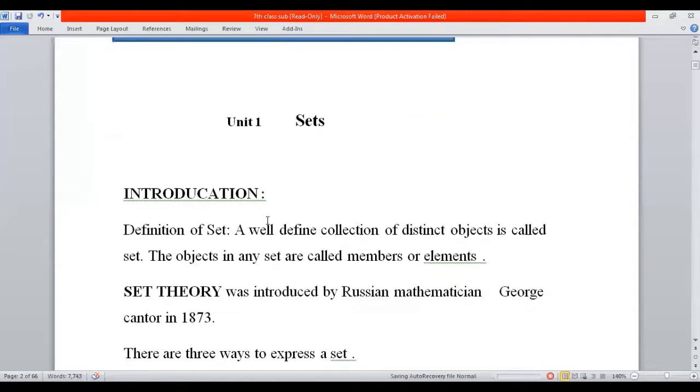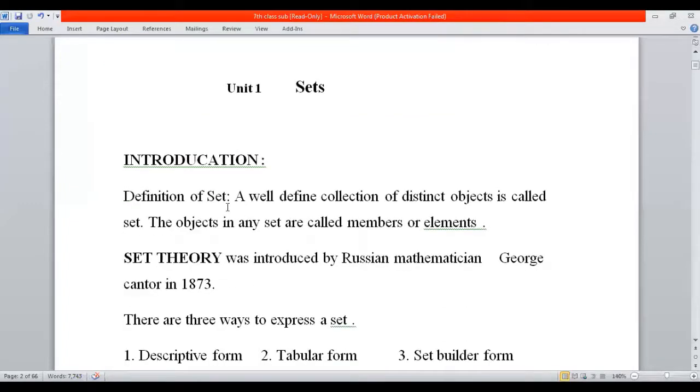According to mathematics, we can define set as a well-defined collection of distinct objects is called set. The objects in any set are called members or elements. So, according to this definition, we can say that a set cannot consist of elements like moral values, concepts, or qualities. So for a set, the objects must be well defined and distinct.